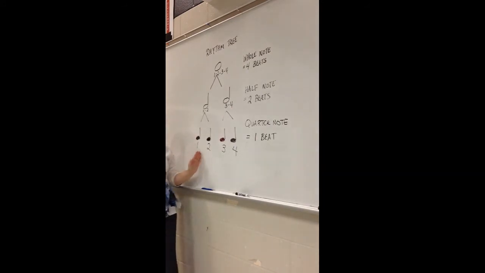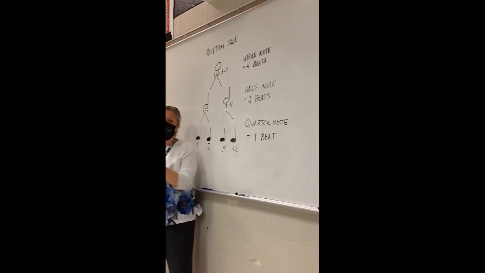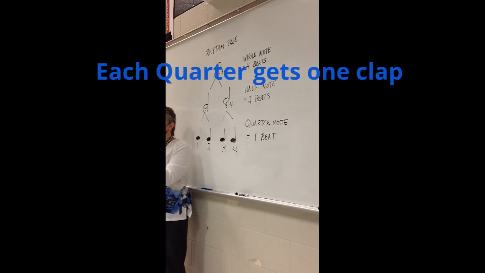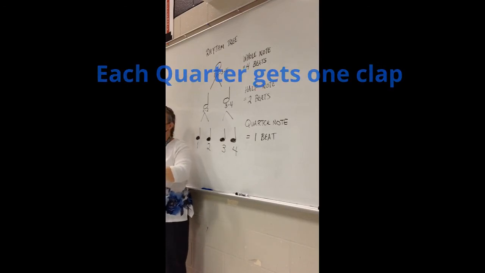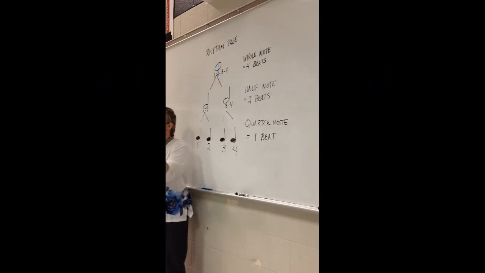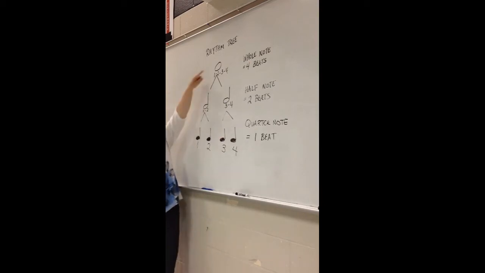So to count and clap these 4 quarter notes, you would go 1, 2, 3, 4. Easy schmeezy? Here we go. Ready, go. 1, 2, 3, 4. Good. Now do the whole note again.